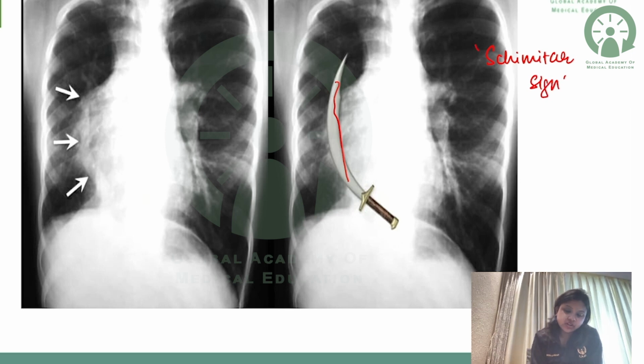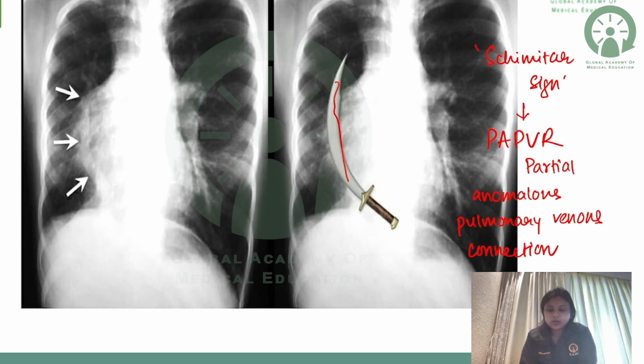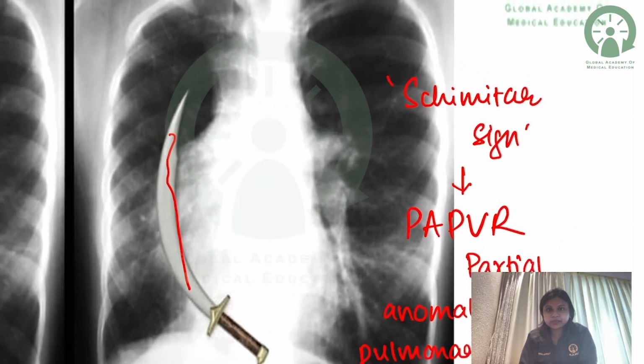And this is found in a condition known as PAPVR, that is partial anomalous pulmonary venous connection. Okay, so this is nothing but the scimitar sign.